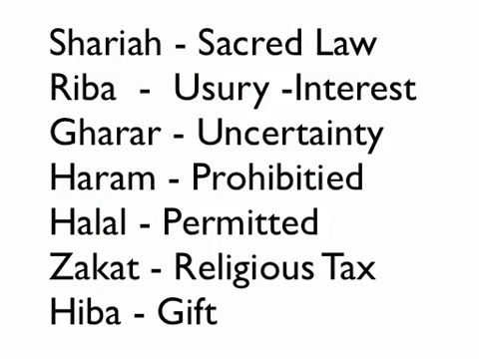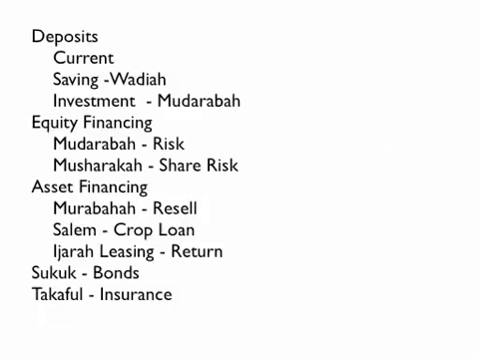Sharia is sacred law. Riba is usury or interest. Gharar is uncertainty or ambiguity. Haram is something that's prohibited. Halal is something that's permitted. Zakat is a religious tax, and a hiba is a gift.